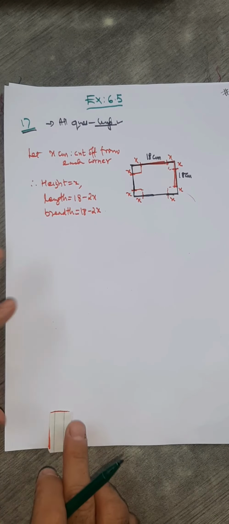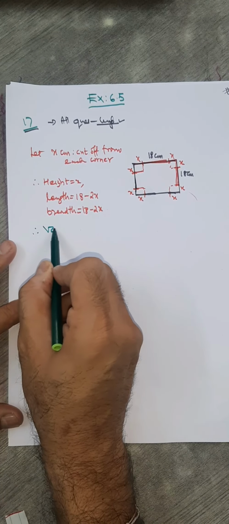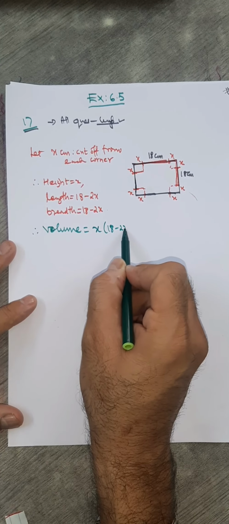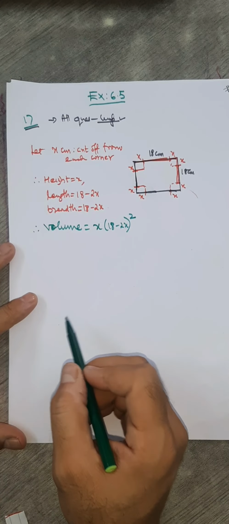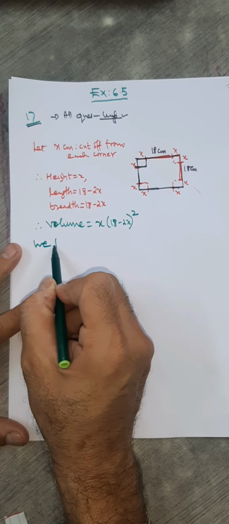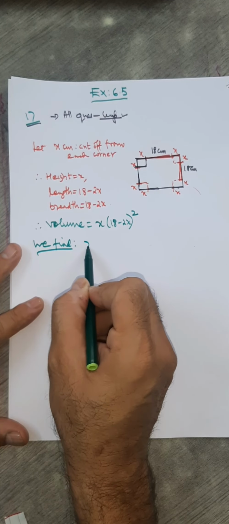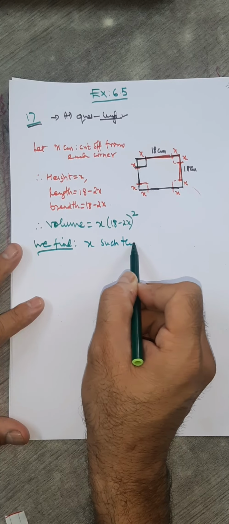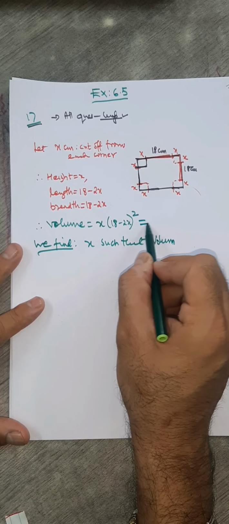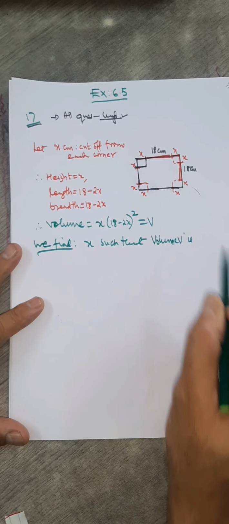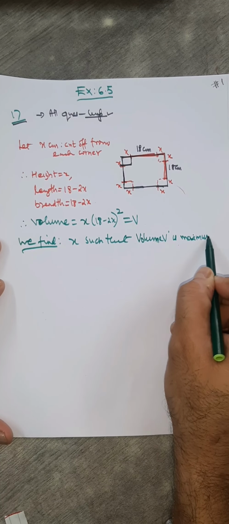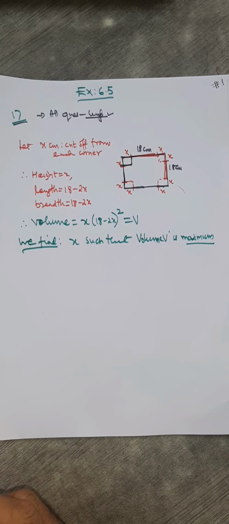So what will be the volume here? Volume would be the product of these three. Volume equals x into (18 minus 2x) into (18 minus 2x), that is the whole square. Now what do you want to do? You want to find x such that the volume, let me call that V, is maximum. That's what you are asked: the volume of the box is maximum.